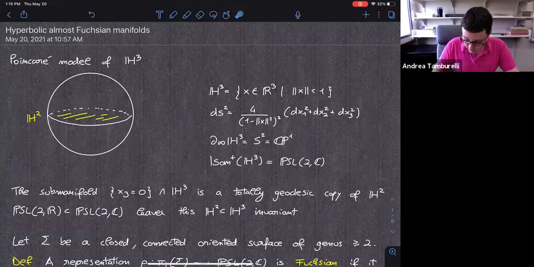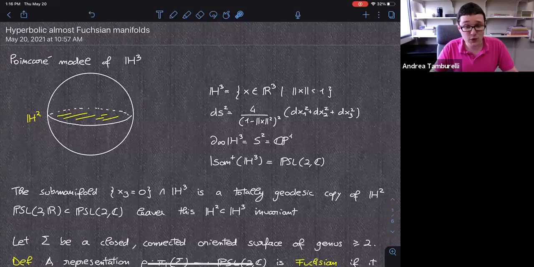Moreover, you observe that the Riemannian metric endows the boundary at infinity with a conformal structure, which actually allows us to identify biholomorphically the boundary at infinity of H3 with the Riemann sphere CP1. And we are actually going to use this fact throughout the talk.